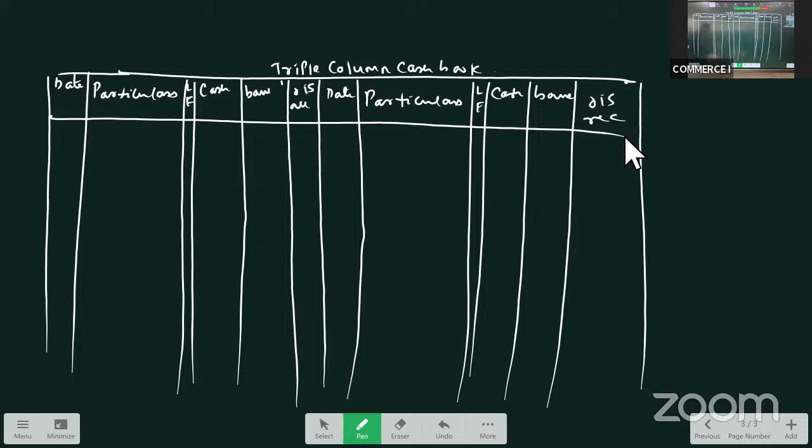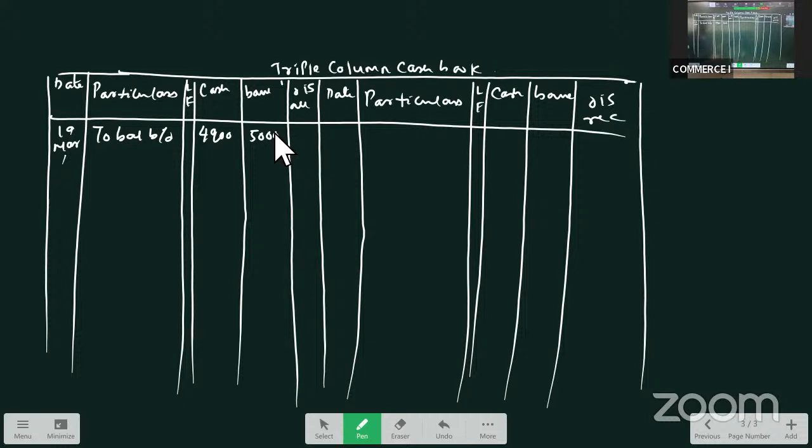Cash in hand, cash at bank. Cash always will have a debit balance only, no issues. And here bank is also showing a debit balance only. So both the balances will come on the debit side. 2019 March 1, to balance brought down. Cash balance is 4,900 and bank balance is 5,000.